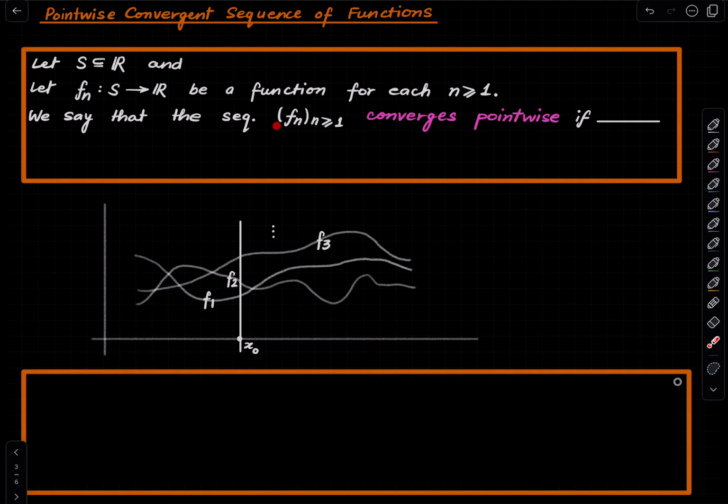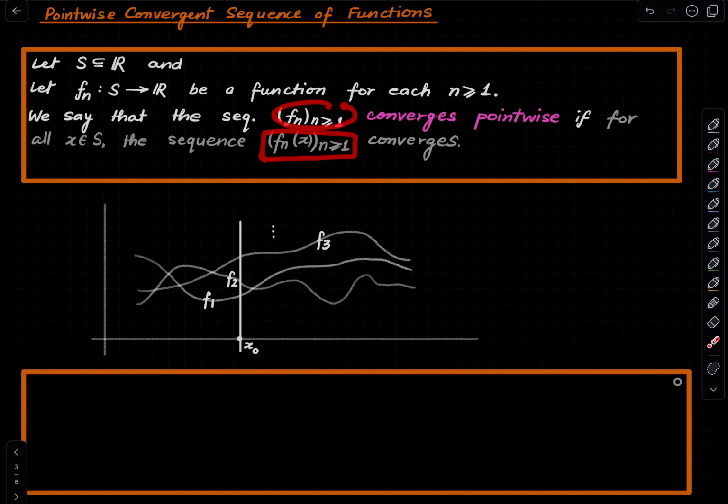So we say that the given sequence of functions converges pointwise if for all points in the domain, the sequence of real numbers converges. As simple as that. If for each point in the domain, the sequence of real numbers furnished by the given sequence of functions converges, we call the given sequence of functions a pointwise convergent sequence of functions. That's it.